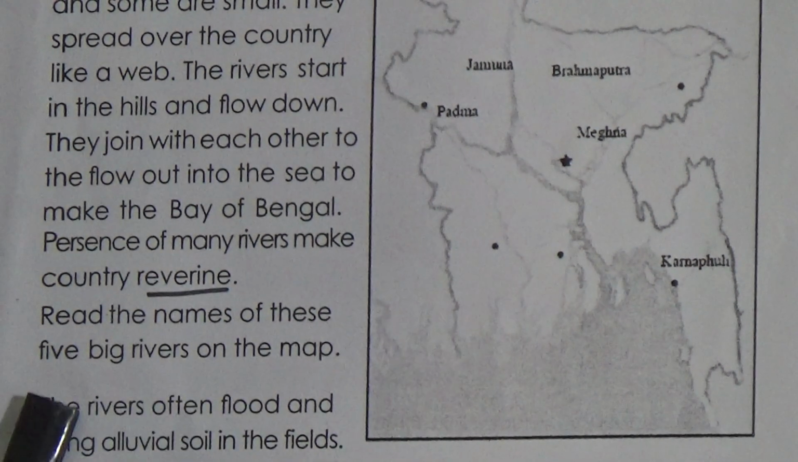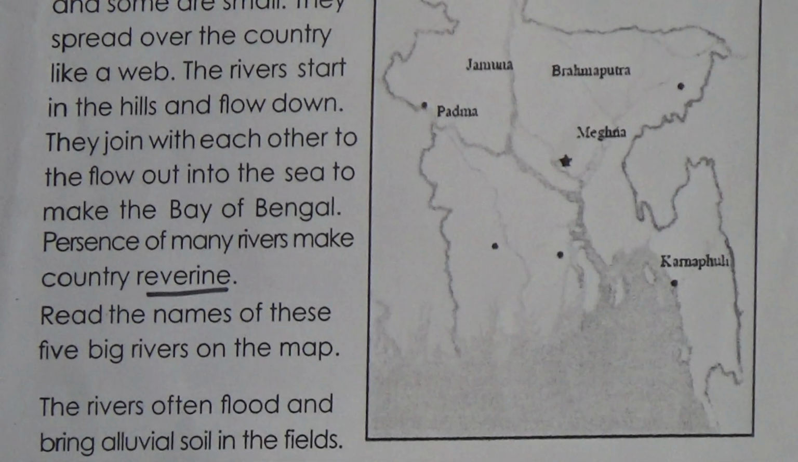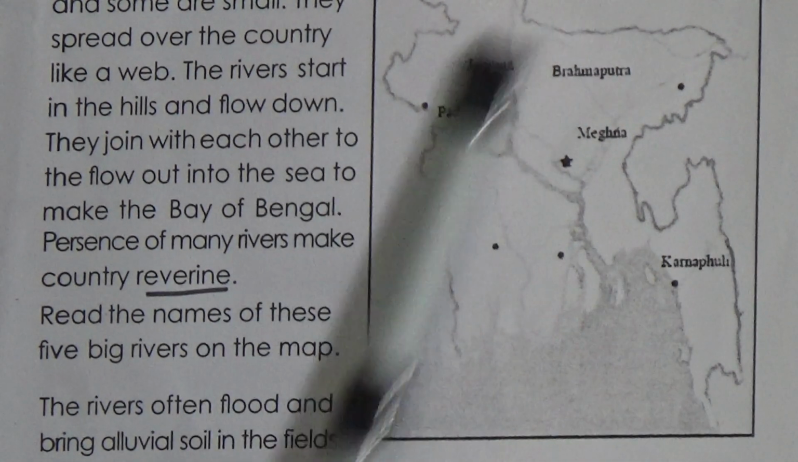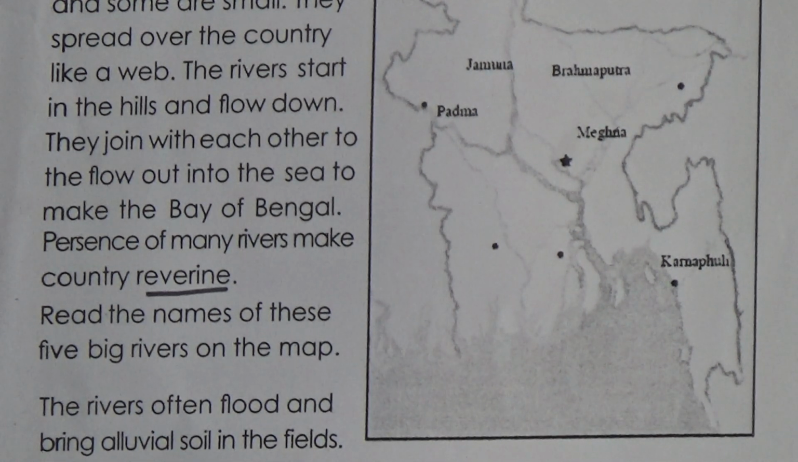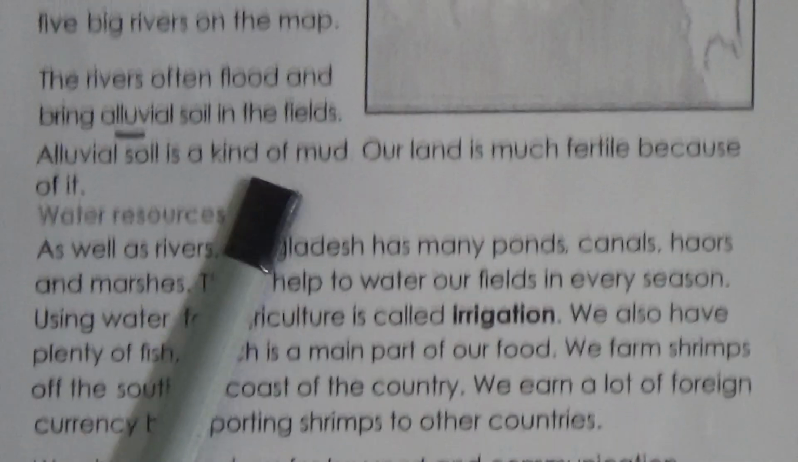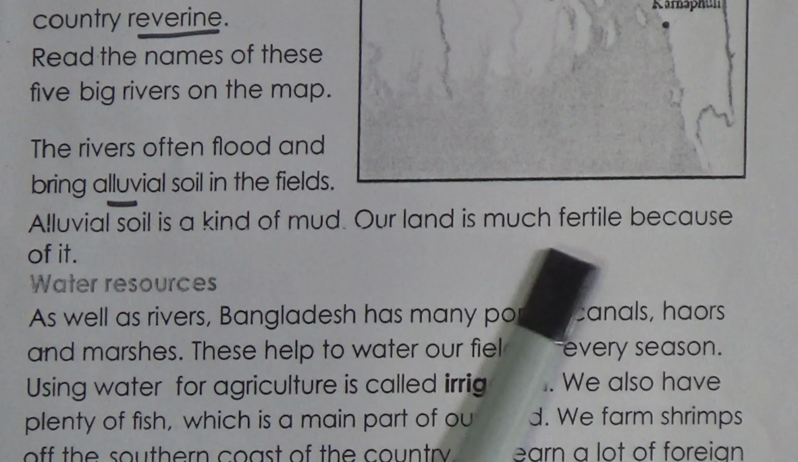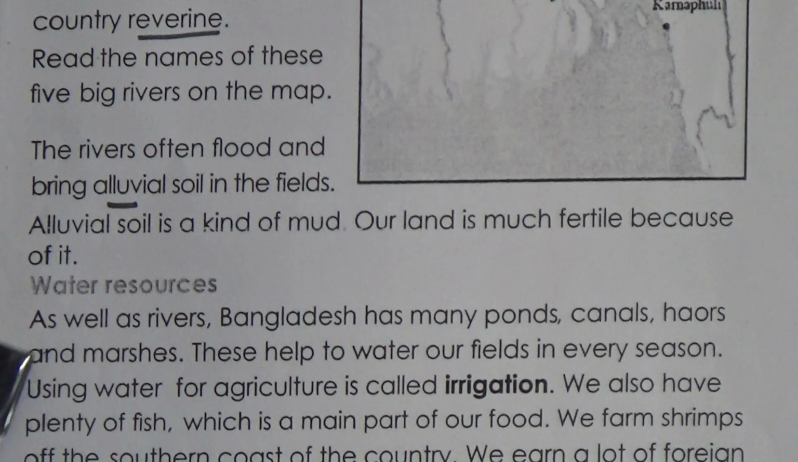Read the names of these 5 big rivers on the map. We have already read. The rivers often flood and bring alluvial soil to the fields. Alluvial means fertile soil. Good for the fields, good for the soil. So alluvial soil is a kind of mud. Our land is very fertile because of it.